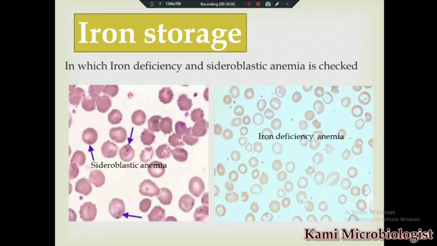Iron storage. In iron storage, in the bone marrow aspiration, we will check for iron deficiency anemia and sideroblastic anemia. In sideroblastic anemia you will see small particles, granules, inside the red blood cells. And this is iron deficiency anemia, which we can say is the hypochromia condition.